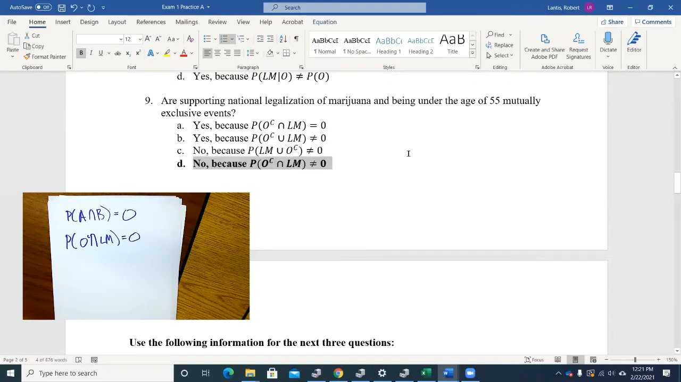So even if I just look at the table and see there are no zeros, it doesn't matter which two events I'm talking about. I could have ruled it down to C and D, and then I know the only way I can identify mutual exclusivity is if the intersection is equal to or not equal to 0. It doesn't matter what the union is. Okay? Any questions on that one?